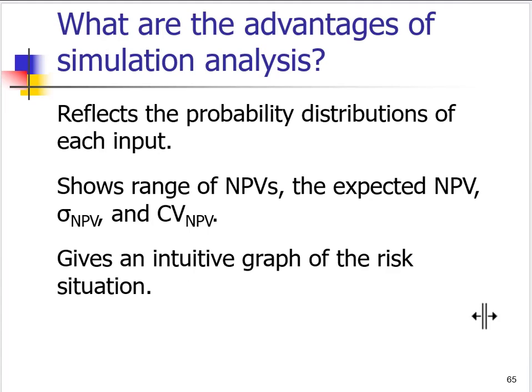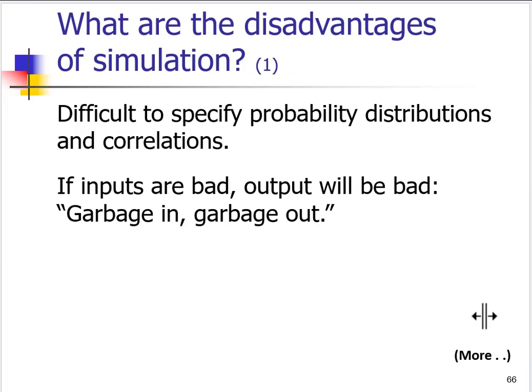So what are some advantages here? Obviously, it's going to reflect probability distributions for each input. So we'll be able to more closely provide detail about what we think is going to happen to each one of these variables and incorporate them all at the same time. It's going to show us some different ranges, right? It'll give us an intuitive graph, if you will, of the overall situation with respect to risk.